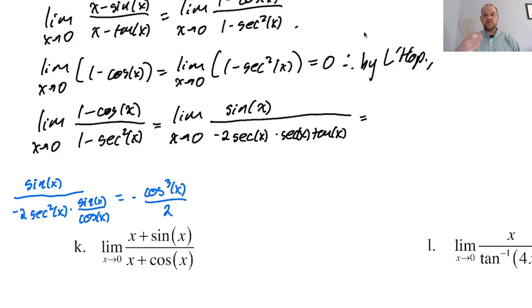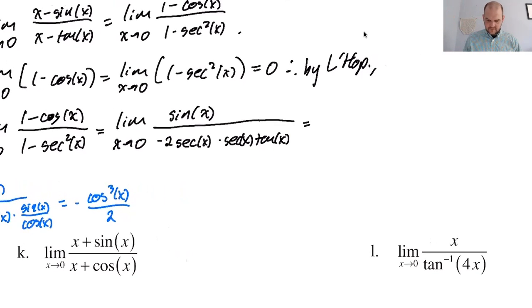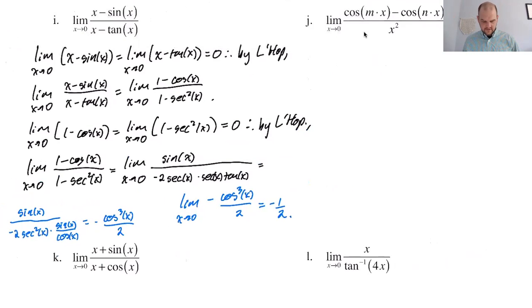Because secant is 1 over cosine. So that's 1 over cosine squared times 1 over cosine, which is 1 over cosine cubed. But it's in the denominator, so it becomes cosine cubed in the numerator. The sine in the numerator and denominator just cancel. The negative 1/2 just hangs out. So I'm thinking that this is actually the same as the limit as x approaches 0 of negative cosine cubed over 2, which would be negative 1/2, which I'm really uncertain about.